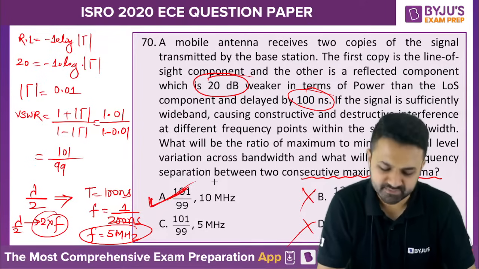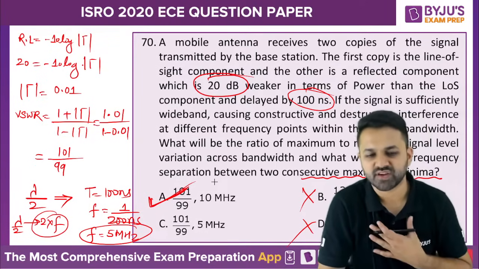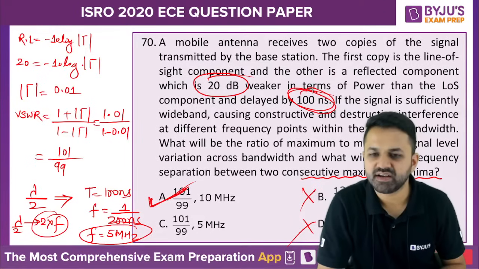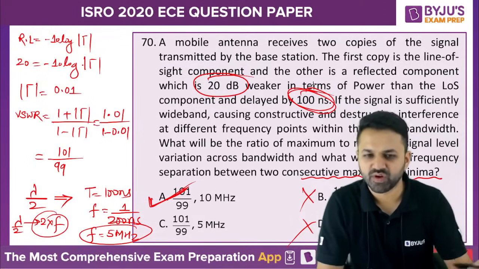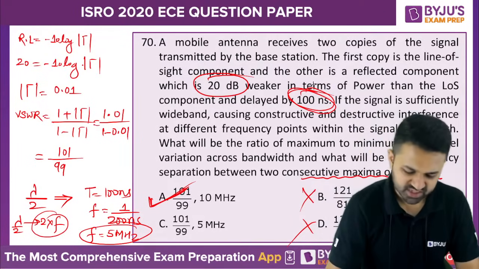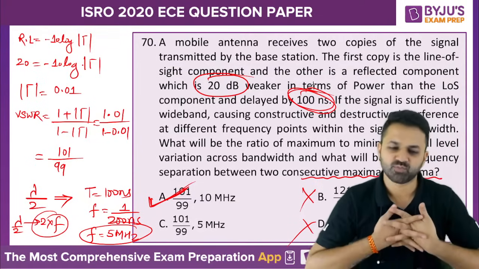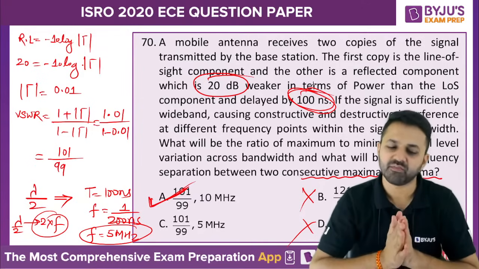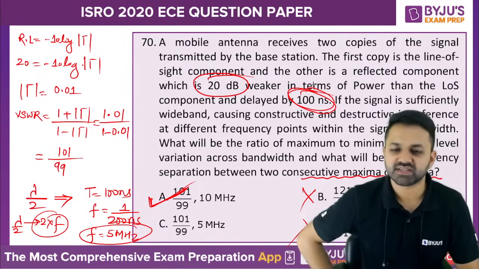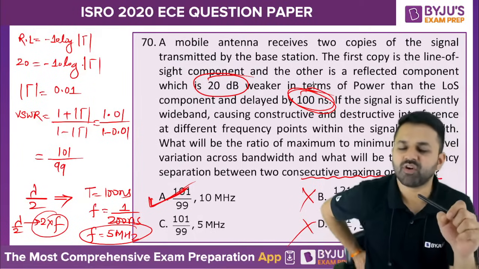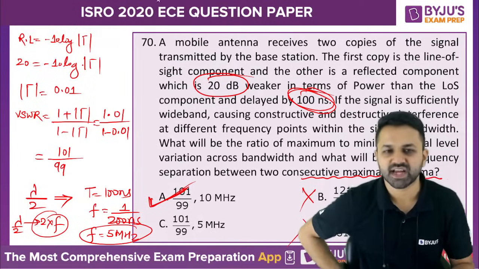The maximum to minimum gap is lambda by 2, so the frequency gets doubled. The actual frequency is delayed by 100 nanoseconds, and it is traveling two-way propagation. So 100 nanoseconds plus 100 nanoseconds is a total delay of 200 nanoseconds. Corresponding to 200 nanoseconds, we get 5 megahertz, and that 5 megahertz is the frequency. Now we want to calculate the frequency for maximum to minimum, so the frequency will get doubled.